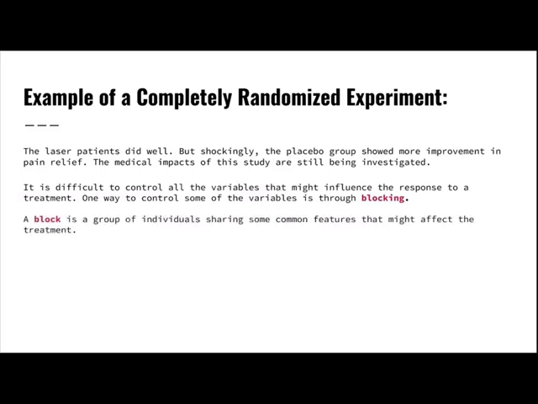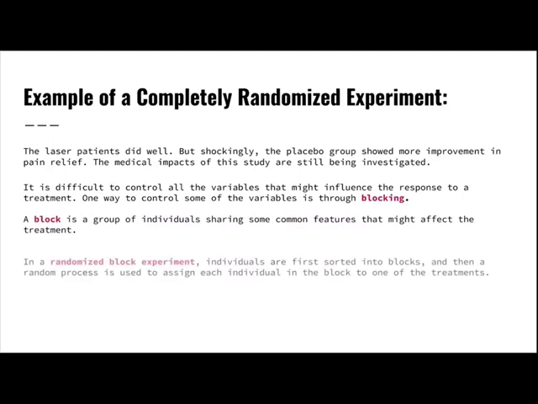A block is a group of individuals sharing some common features that might affect a treatment. In a randomized block experiment, individuals are first sorted into blocks, and then a random process is used to assign each individual in the block to one of the treatments.